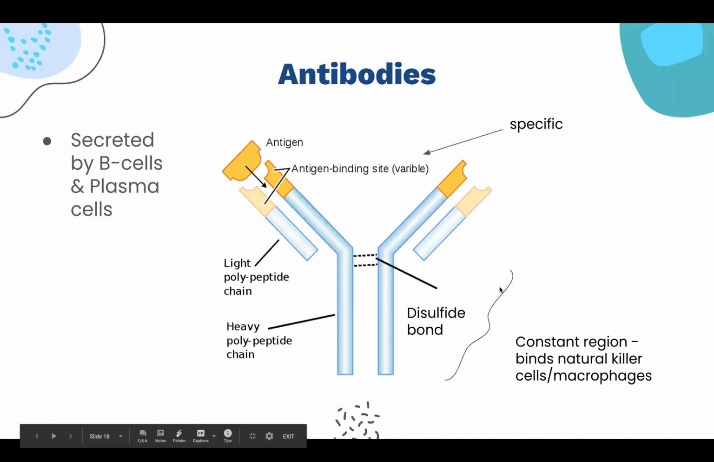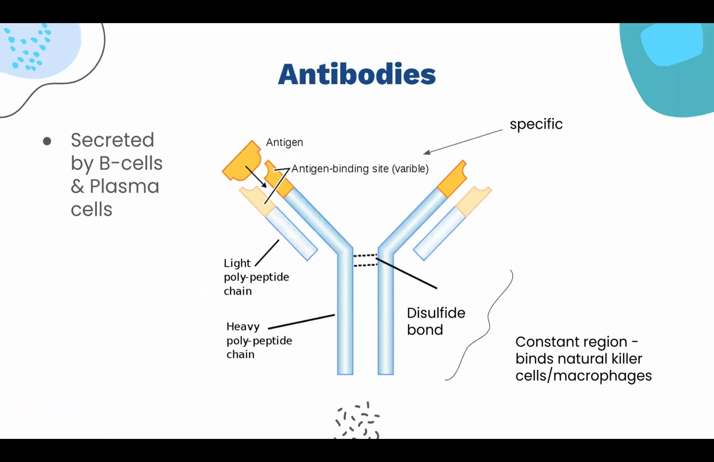Okay, so this is the structure of an antibody. You have to be able to recognize that antibodies are composed of 2 heavy and 2 light polypeptide chains, and that the heavy polypeptide chains are linked together by disulfide bonds. You can remember the heavy chains as the 2 long chains because they're heavy, and the light chains are small. There are also 2 portions of an antibody. The antigen binding site in yellow is specific to an antigen and is variable across all antibodies, and the constant region in blue never changes and is responsible for interacting with natural killer cells and macrophages.